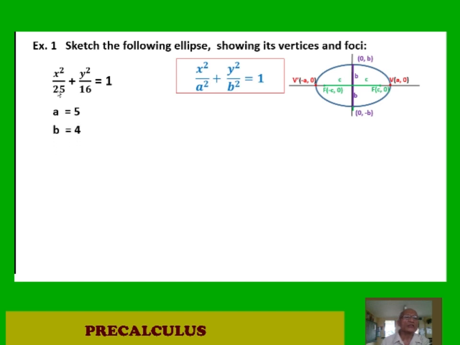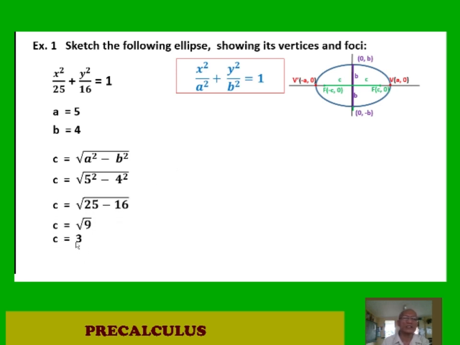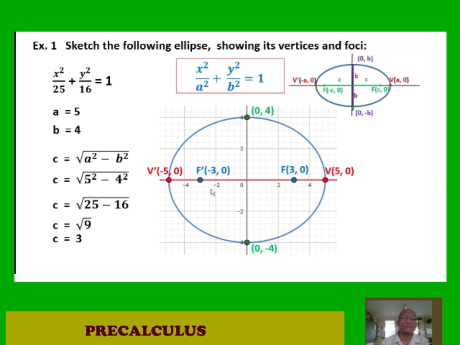So A is 5, square root of 25. B is square root of 16, 4. So C is equal to square root of A squared minus B squared. So A is 5 and B is 4. Simplifying, extracting the roots, C is 3. So we can plot now, or we can sketch the graph of an ellipse.